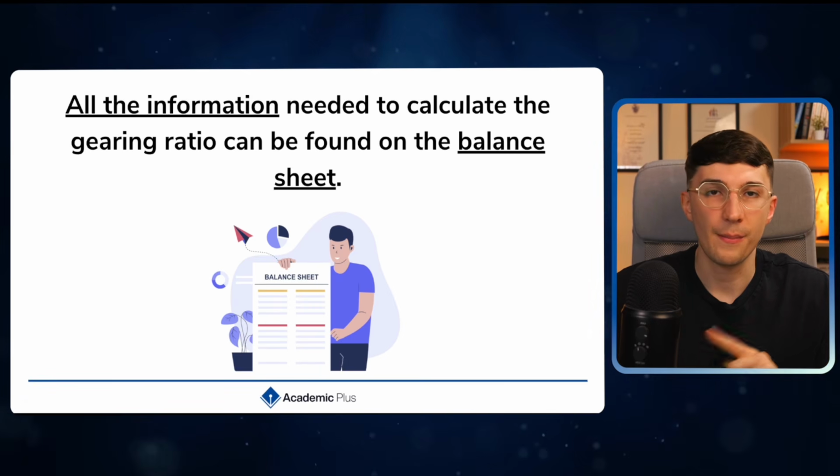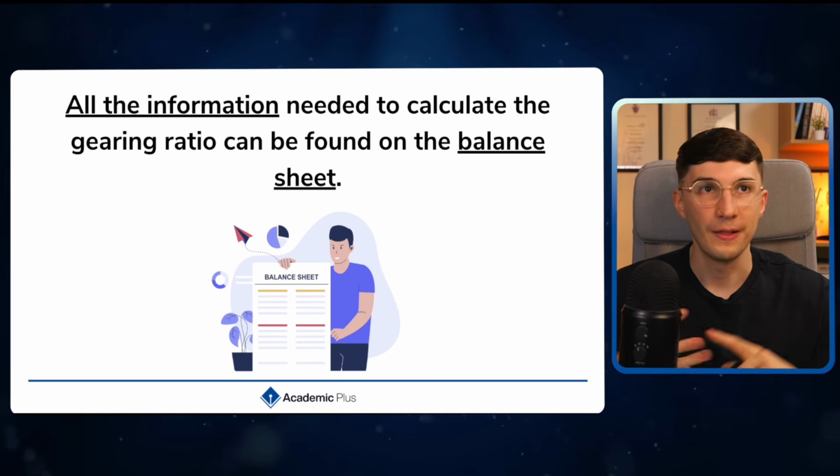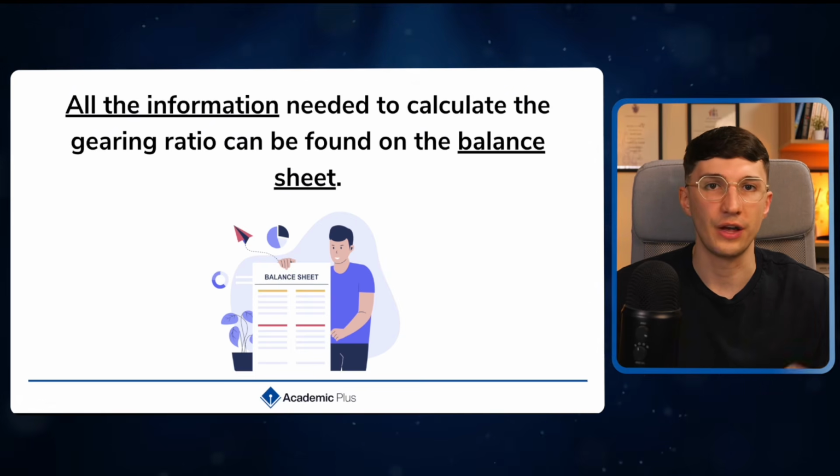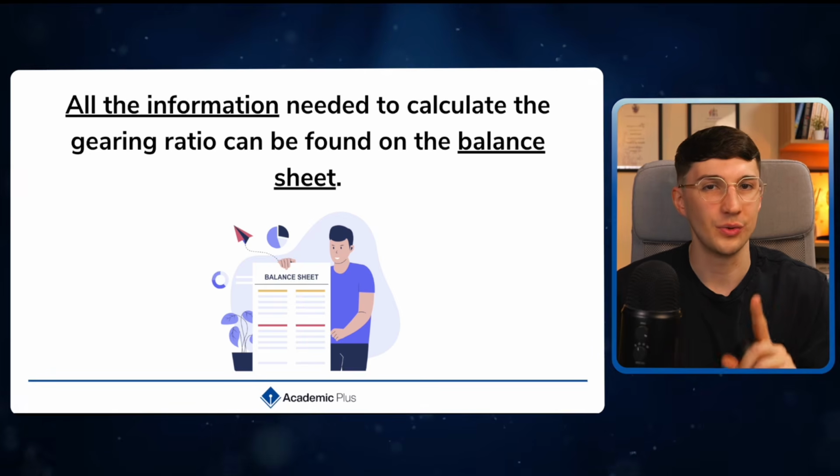So if your examiners are trying to throw you off, they may give you revenue, they may give you profit, gross profit, operating profit, net profit. You ignore all of that information because that is on your income statement. None of that has got anything to do with the balance sheet.